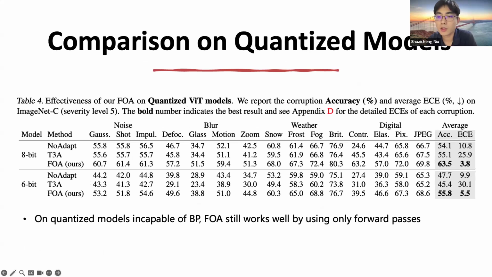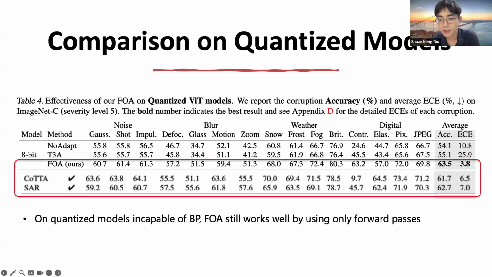Next, on quantized models that are incapable of backward propagation, we show that FOA is less affected by using only forward passes. It consistently improves the performance on both the 8-bit and 6-bit quantized models, offering a solution to adapt quantized models deployed on devices. And one interesting thing is that FOA on 8-bit quantized models can outperform BP-based Tent and SAR on full precision 32-bit models. This fully verifies our superiority.